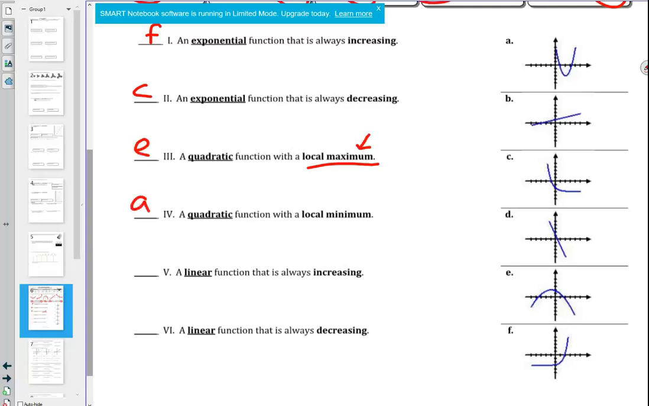Yep. A linear function that is always increasing. How do you know that a linear function is always increasing? What determines what direction a linear function is going? The slope. Very good. So an increasing slope would be a positive slope. So that would be B. And then the linear function that's always decreasing, that's a negative slope, that would be D. Any questions on that page?